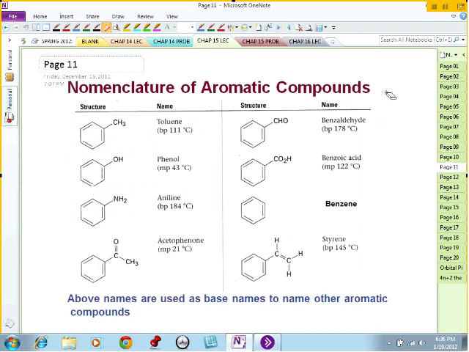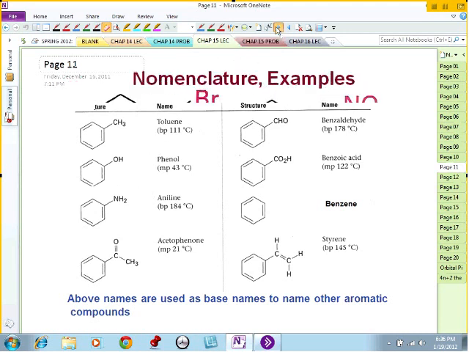Now let us begin to take a look at the nomenclature of aromatic molecules. The table that you have here, you need to know this table. You need to know every single molecule on this table, because most of the time these molecules will serve as your base names for most of your nomenclature. In other words, benzene is a base name. Benzoic acid is a base name. Benzaldehyde is a base name. Toluene. Any one of these molecules could be used as a base name when it comes to nomenclature.